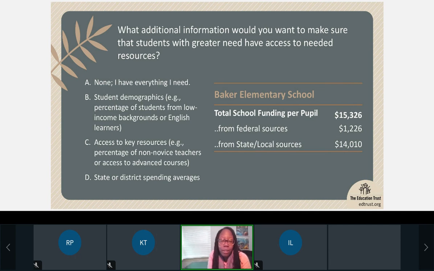But the point that I really want to make here is that no one said A, right? No one said that they had all of the information that they need. We think all of these resources are important, and that's why it is so important for states to go beyond ESSA compliance when they're reporting the data.